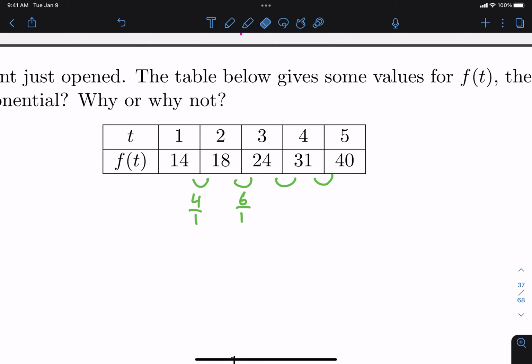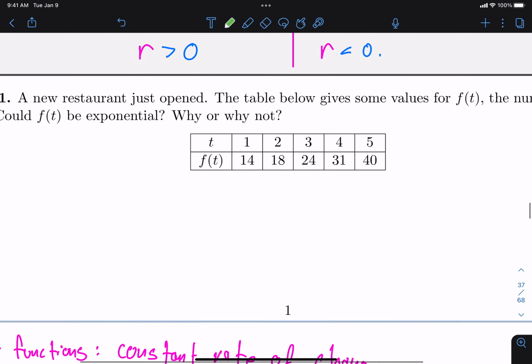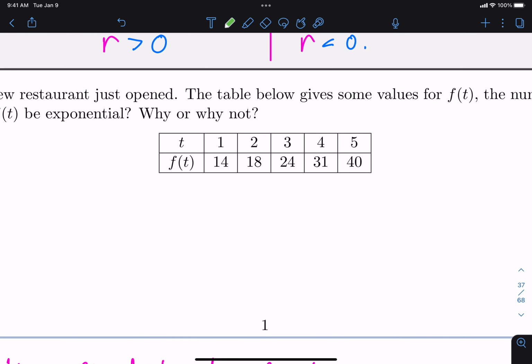Okay, so how am I gonna check whether this table represents an exponential function or not? Well, what I need to check is, look, if this is an exponential function, then I get from 14 to 18 by multiplying by a, and I get from 18 to 24 by multiplying by a, and I get from here to here by multiplying by a. Right? That's how I move, is multiplying by a. So what I want to check is whether there could be such an a.